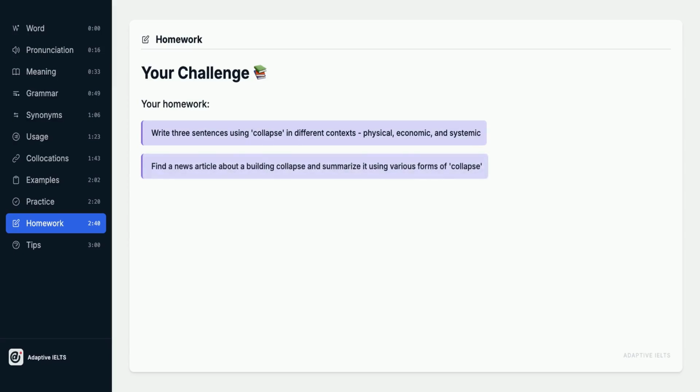Your homework. 1. Write 3 sentences using collapse in different contexts: physical, economic, and systemic. 2. Find a news article about a building collapse and summarize it using various forms of collapse. 3. Practice describing a graph that shows a collapse in any industry.